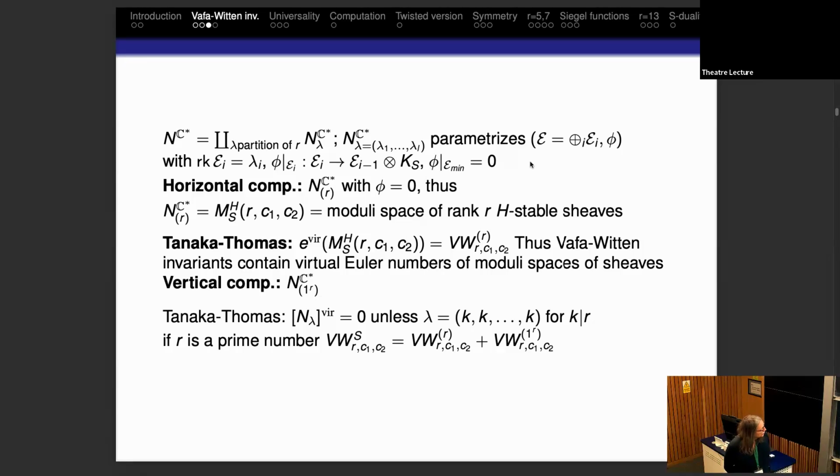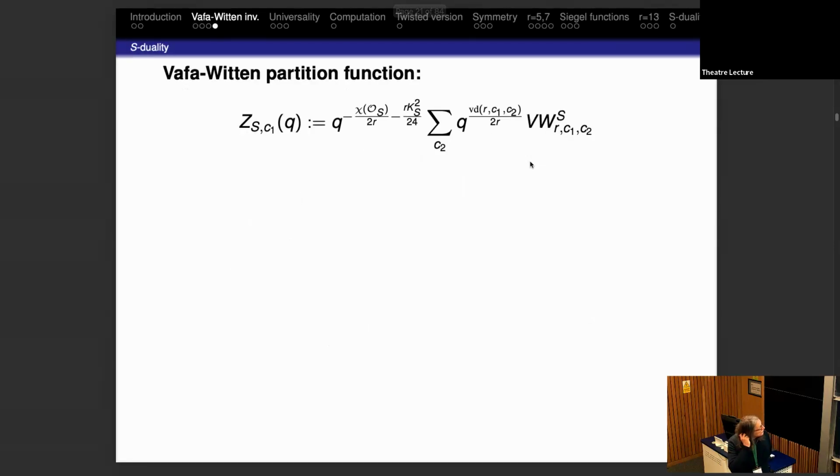And Tanaka and Thomas show that it's a little bit better than what I said before, namely the invariants are not parameterized by partitions, but just by divisors of the rank R, namely the virtual fundamental class of a component corresponding to lambda is 0, unless all the parts of the partition are equal. And so in particular, if the rank is a prime number, we have only two parts, the horizontal part and the vertical.